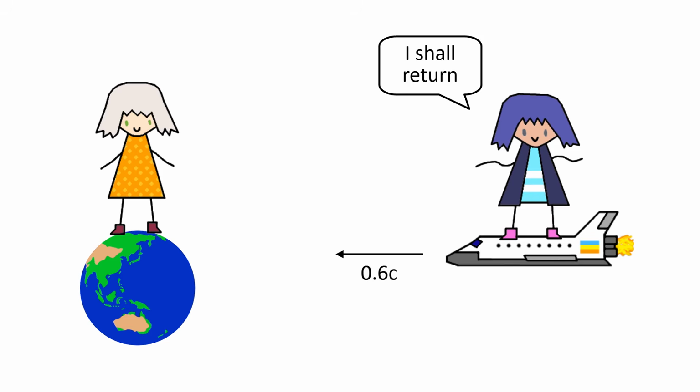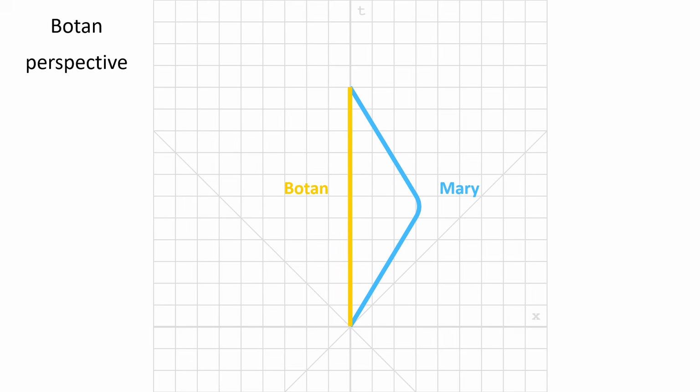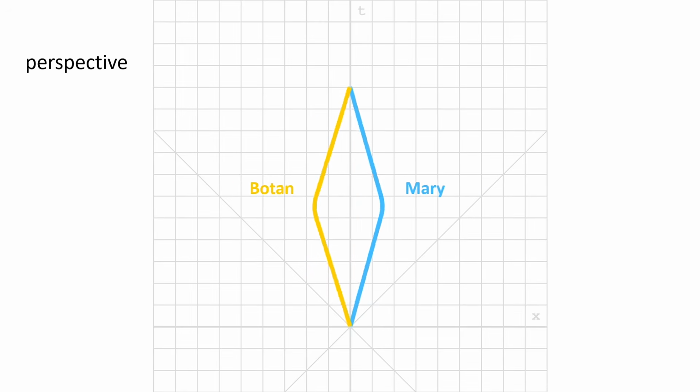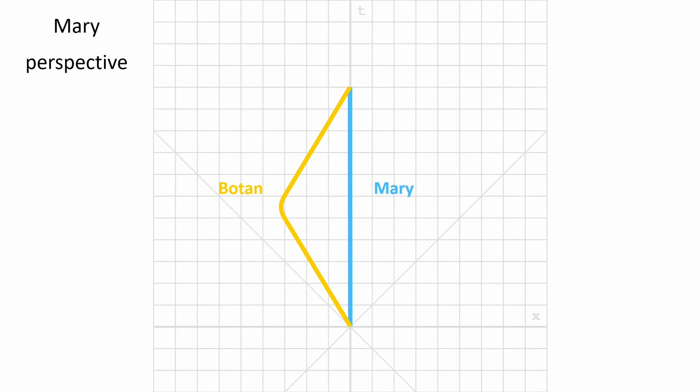And now it's finally time for the twin paradox. The graph for the acceleration version looks like this. Just by looking at the graph, you could tell Botan doesn't experience time dilation, but Mary does, making her younger. The paradoxical aspect arose from the assumption that the situation was symmetrical. In that case, Mary's perspective would have Botan experience time dilation and therefore be younger.